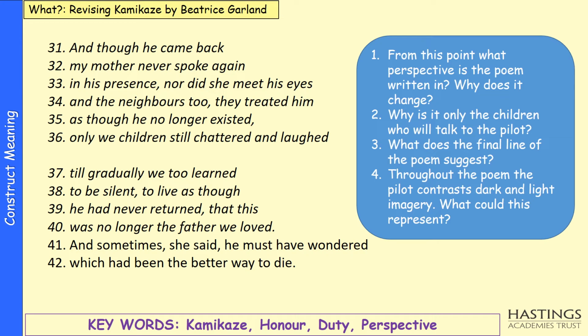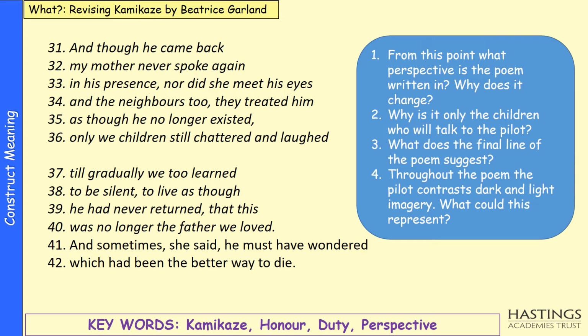Okay, so we've got question number 1. From this point, what perspective is the poem written in? Why does it change? So I already mentioned it changes into the first person. Why it changes? It could be the daughter coming to terms with how she felt about her father. It could be switching perspective because of the conflict she feels or the guilt she feels, how she is distant from her father because she didn't speak to him, how she now feels quite guilty about that.